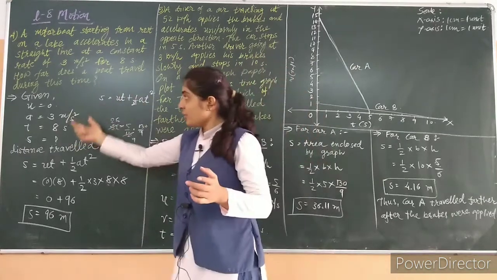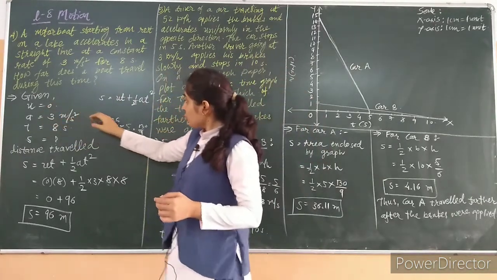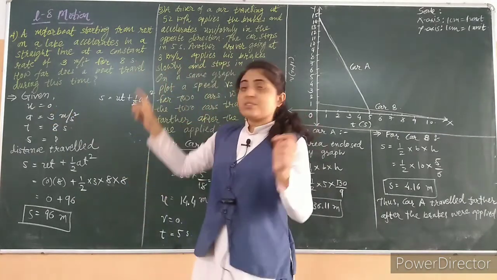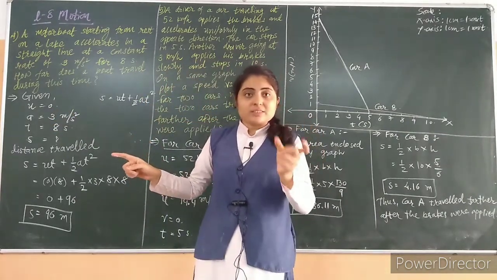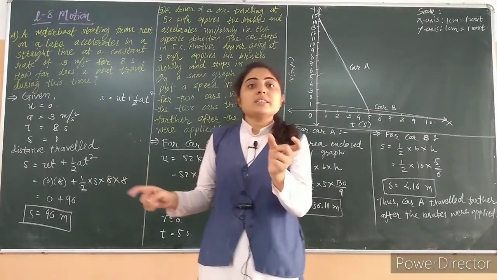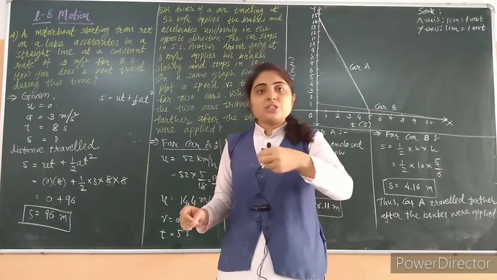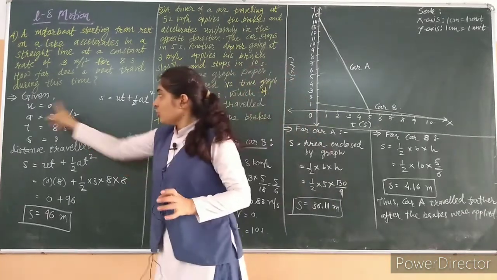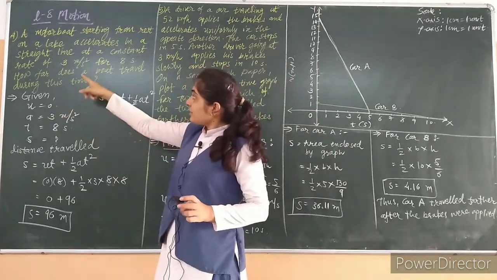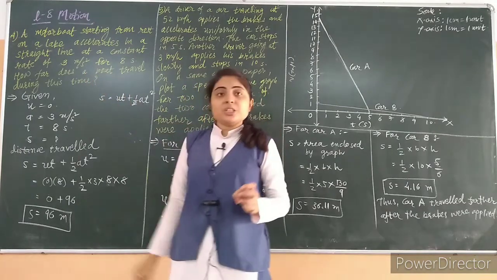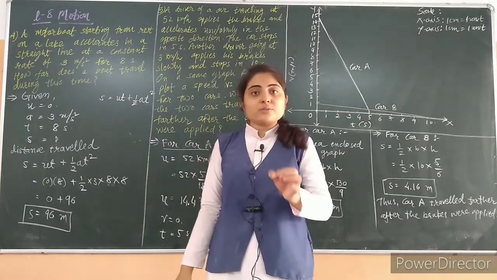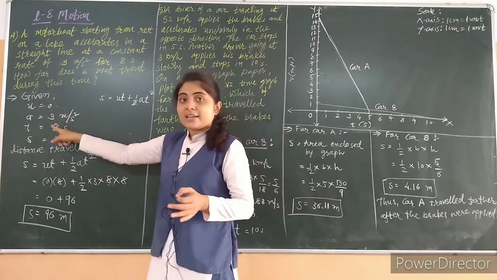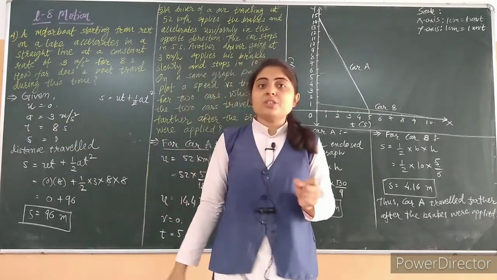So what is the data given here? U is equal to 0. Why? Because the boat is starting from rest. This keyword indicates that the initial velocity is 0 because it starts from rest position. So U is 0 and it will accelerate at 3 meters per second square. 3 meters per second square is a unit for acceleration A. So A is given. A is equal to 3 meters per second square.